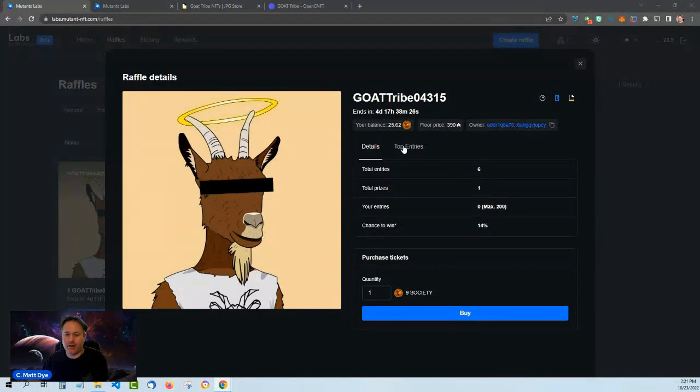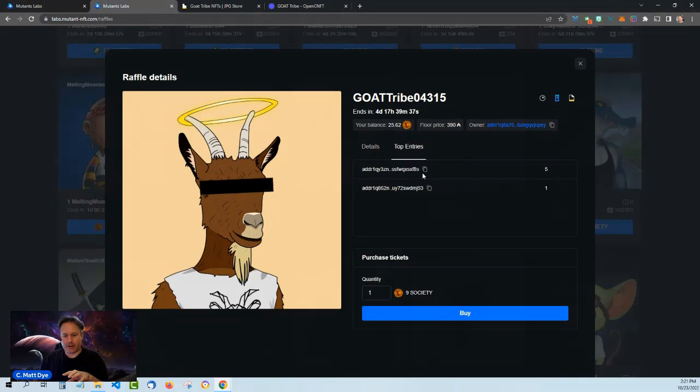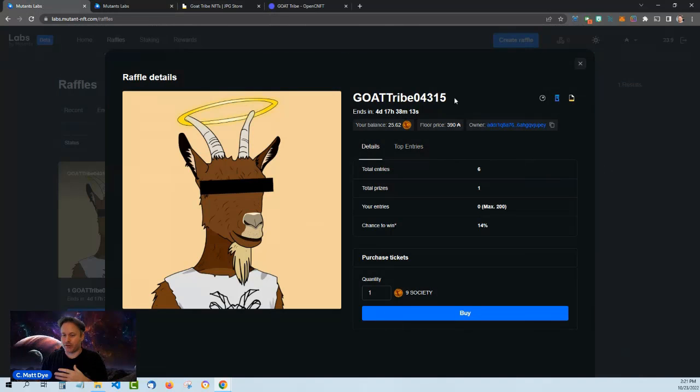So basically, the way this is going to work is there can be up to 2,000 entries into this raffle for this goat. If I click on top entries here, I can see all of the wallets, and you can see this person went in with 5 entries. This person did 1 entry. Person, wallet, I kind of use them interchangeably.